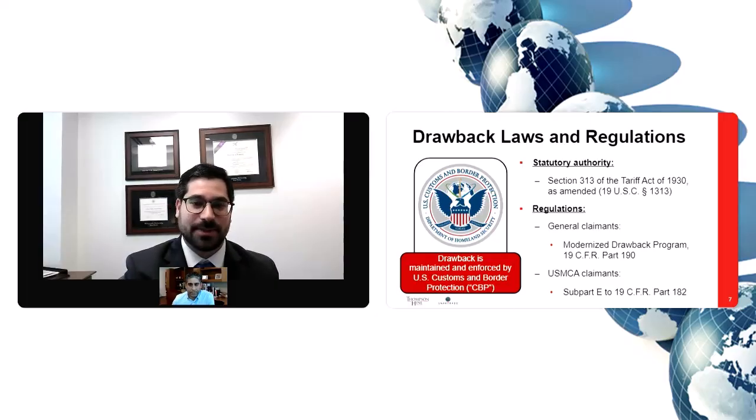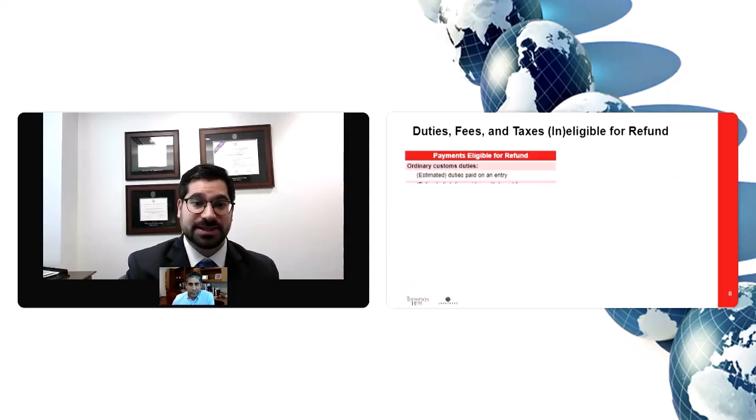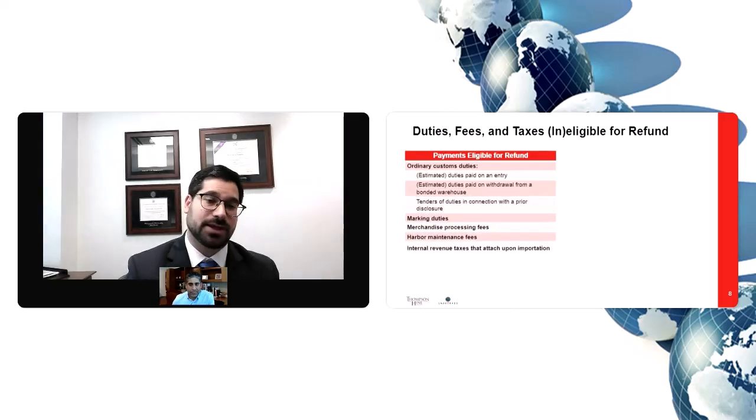And we talked about how it was a refund of 99% of duties, taxes, and fees. So specifically, what you see now on the screen are the different payments that are eligible for refund. And some of it I don't think is super surprising, right? Like ordinary customs fees, the duties that you pay on entry or perhaps withdrawal from a bonded warehouse. Some other notable fees include merchandise processing fees, harbor maintenance fees. So that's what's eligible for refund.